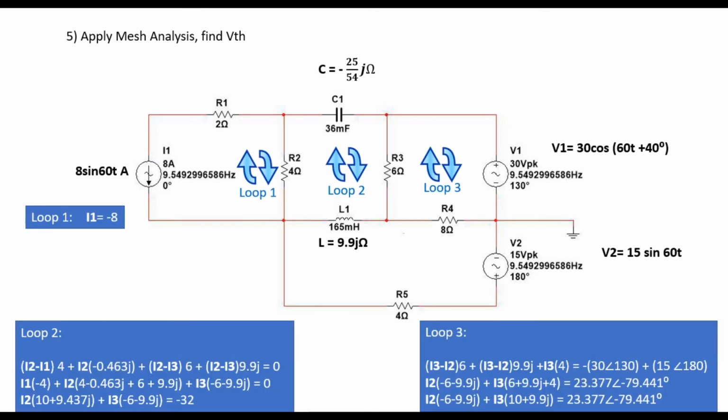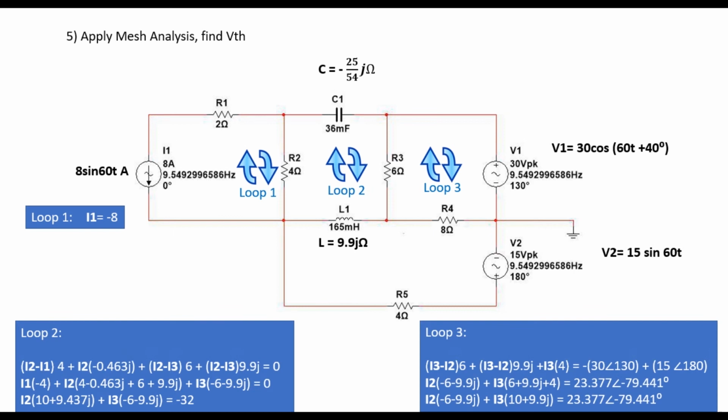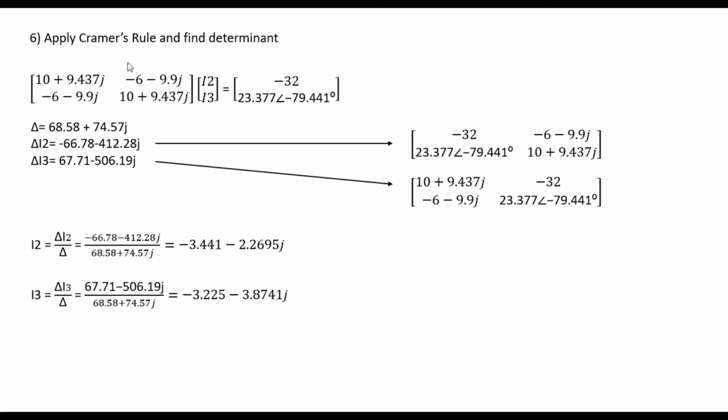Same for the loop 3. Loop 3 is covered by this area. So this is the equation for loop 3. After that, we apply Cramer's rule and find each of the determinants that we get in 1, 2 and 3. So this is the equation, and we find I2 and I3.